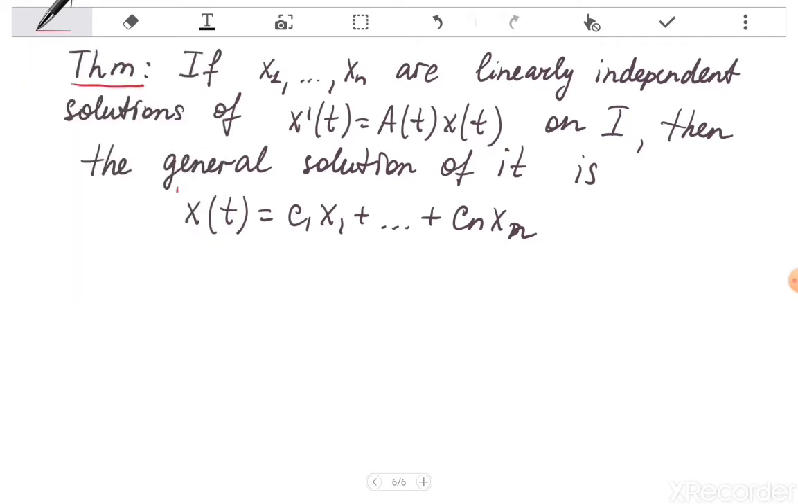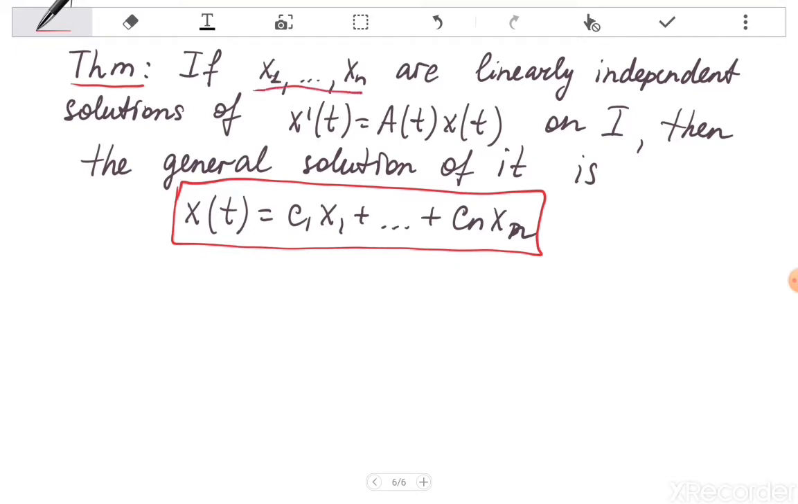So this theorem gives us the form of the general solution of the system. Let me remind you that the general solution is a solution which can be applied to solve any initial value problem. So, how to find the general solution of the system? We need to find a set of n linearly independent solutions of the system.